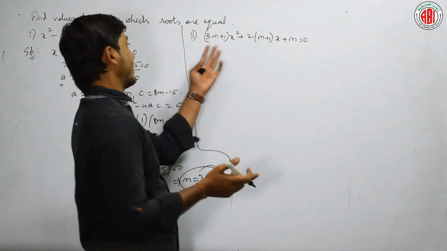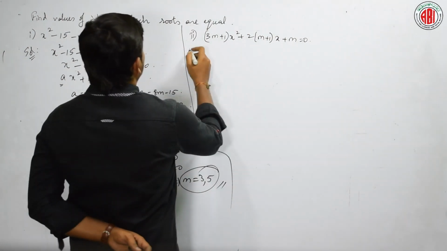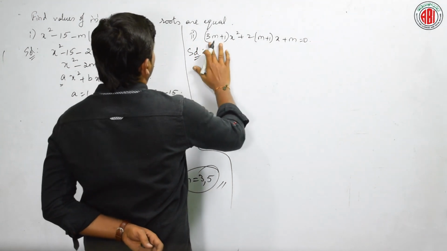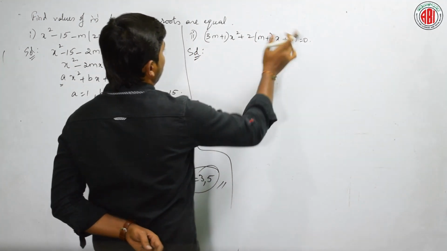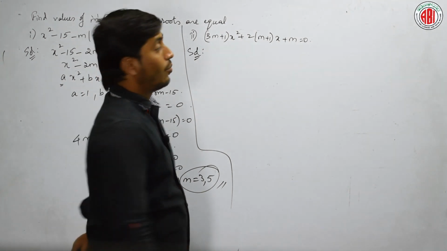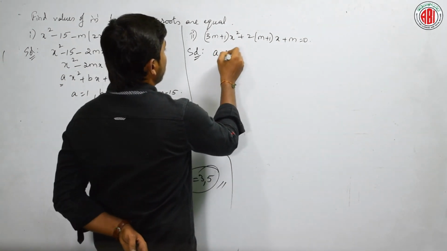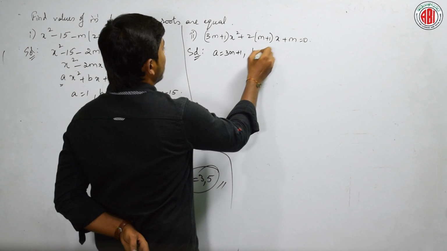Okay. Next, this equation, this is already in the form of ax square plus bx plus c. Yes, what is a here? A is 3m plus 1. What is b?